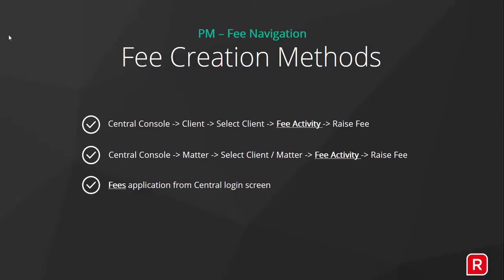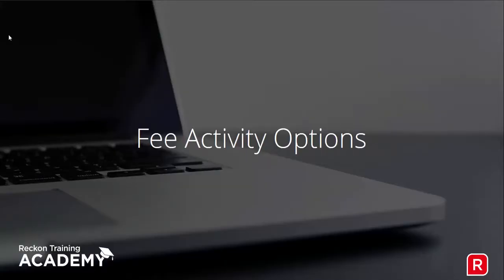Basically, there are three methods in which you can create a fee. The first two involve Central Console and using the fee activity page, and the third option is using the fee application directly to create a new fee. So let's have a look at the fee activity options.